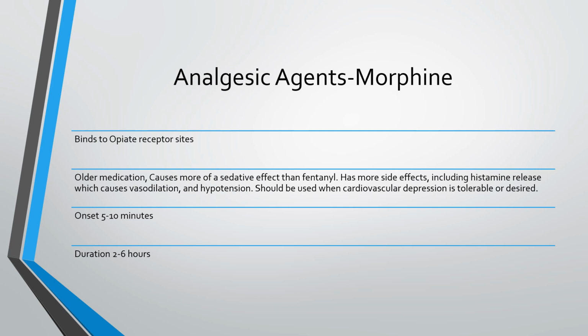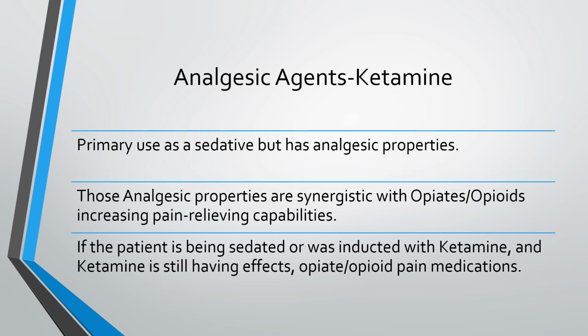Should be used when cardiovascular depression is tolerable or desired. So if the patient can tolerate it, or it is a want, like in that cardiac patient, it's fantastic. Onset 5 to 10 minutes, duration 2 to 6 hours. So even if there are times where I like morphine more, I want a little bit more snowing effect, if I just want the pain effect, fentanyl's my answer.